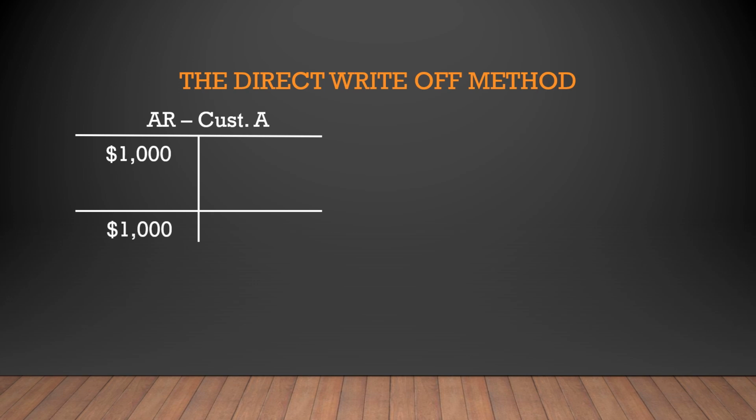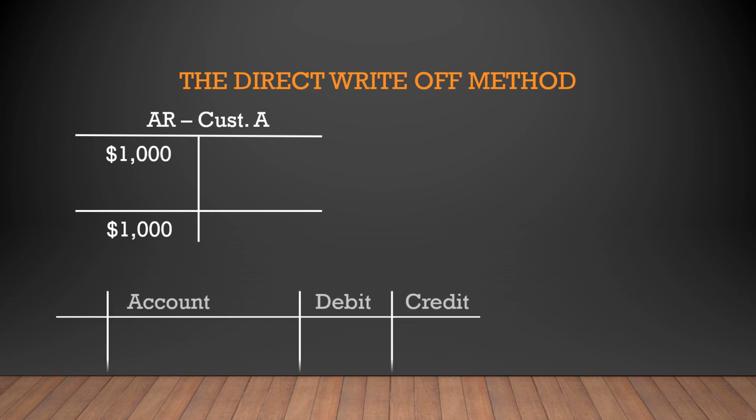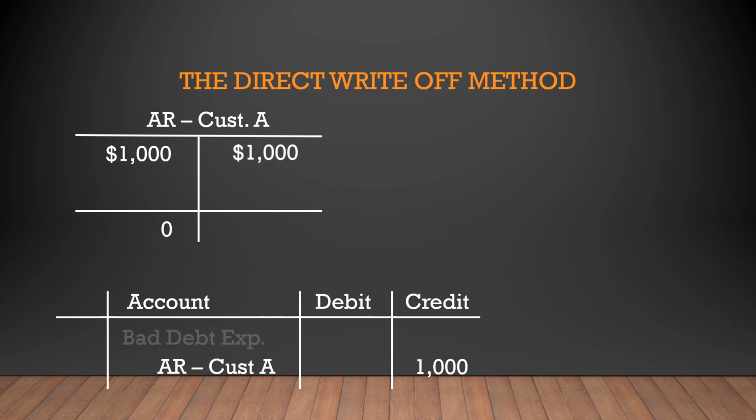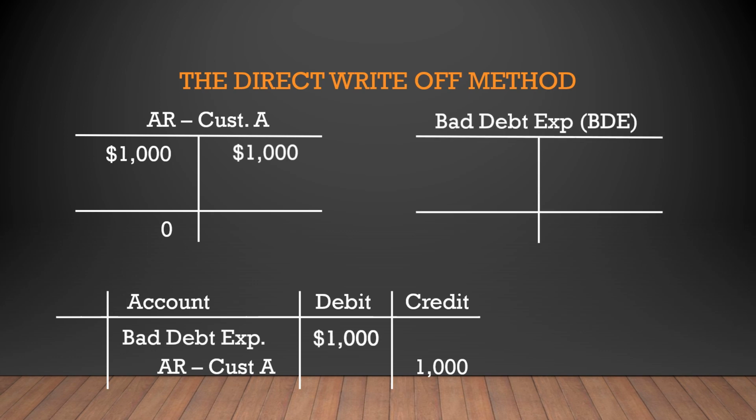Working with a $1,000 AR balance, if the customer notifies us that he or she won't be able to pay, under the direct write-off method, we remove the balance with the following journal entry. Since the AR will no longer be collected, we'll credit accounts receivable off the books. This reduces the AR balance to zero. The debit of our entry will go to bad debt expense, or BDE as I sometimes abbreviate.